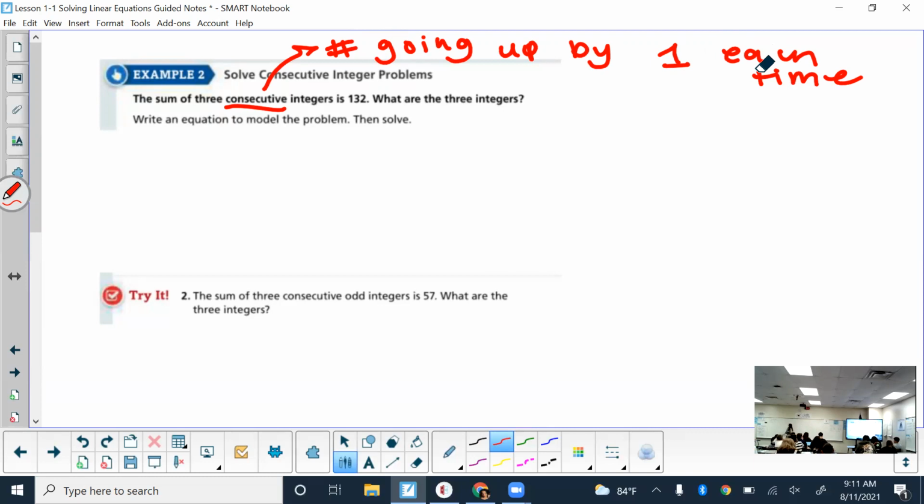But we can write this out. So you can kind of use this setup for all consecutive integer problems. So if I say that my first number is n, for example. So n can be my first number. What's my second number going to be in like math symbol?